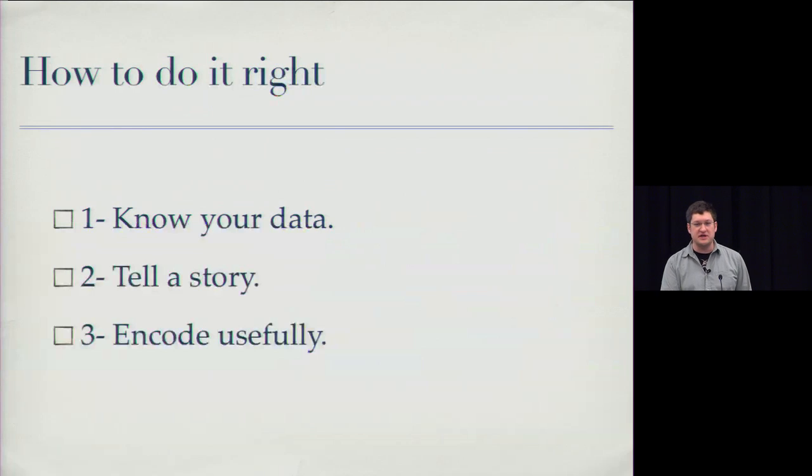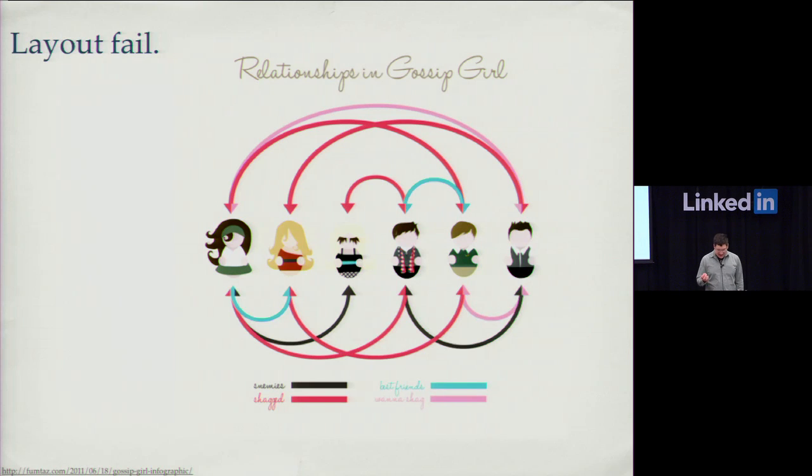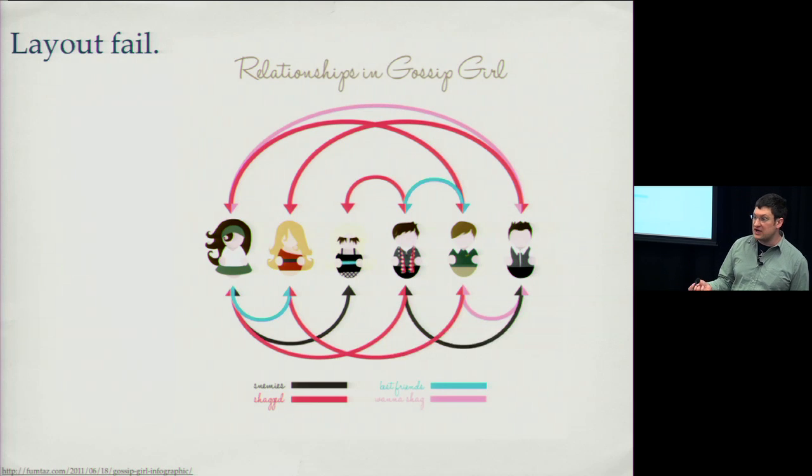And then finally, encode usefully. And here are the fun examples. I don't know what this show is. People seem to know what this is, some of them. But I saw this and said, this is a layout with choices that have been made that are optimized for aesthetics, but not optimized to actually show what's going on. First of all, there are a couple of different kinds of relationships here. But these are mostly the interpersonal dynamic, and so that's fine. But the layout makes it very difficult to see where something interesting is happening.